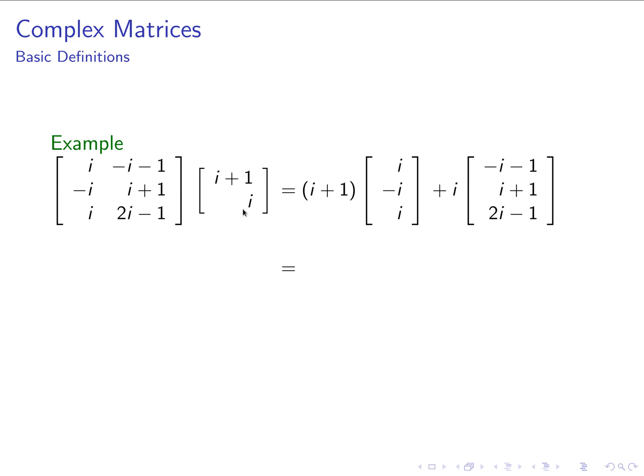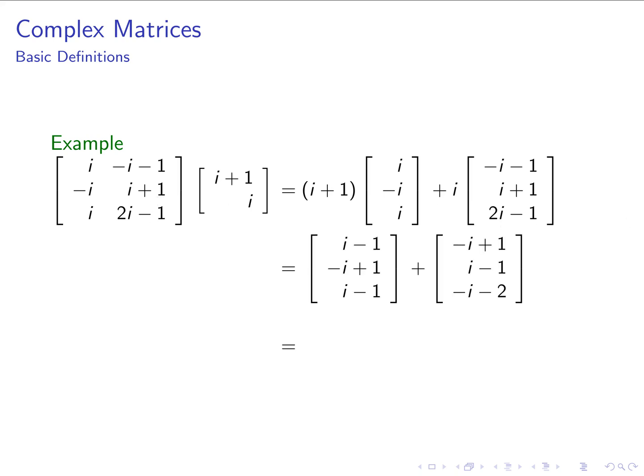Well, to do this, we should rip out the two columns of this matrix and scale them individually by the coordinates inside of our vector. So we're going to take a linear combination with two terms. For the first term, we're taking the scalar i plus 1 and multiplying by the first column of our matrix, which is i, negative i. And then for our second term, we're taking the second scalar inside of our vector, i, and multiplying by the second column of our matrix, negative i minus 1, i plus 1, and 2i minus 1.